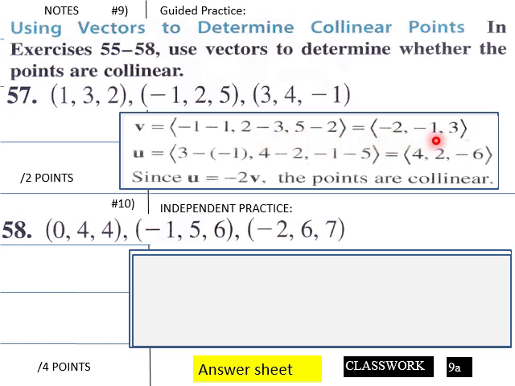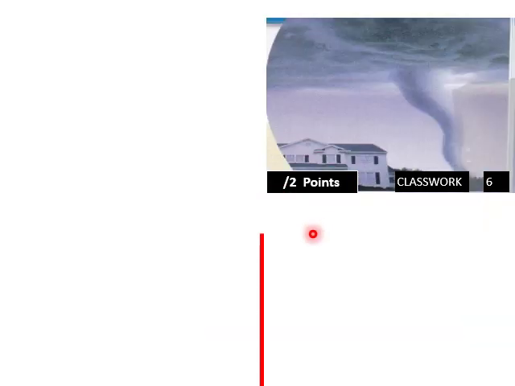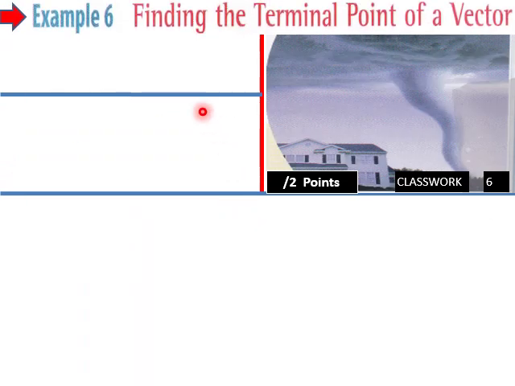So here will be the component form of V: -2, -1, and 3. And then U would be 3 minus -1, 4 minus 2, and then -1 minus 5, which is 4, 2, and -6. Since U equals -2V, the points are at least parallel, and they are collinear in this situation. So that's one way of showing collinearity.